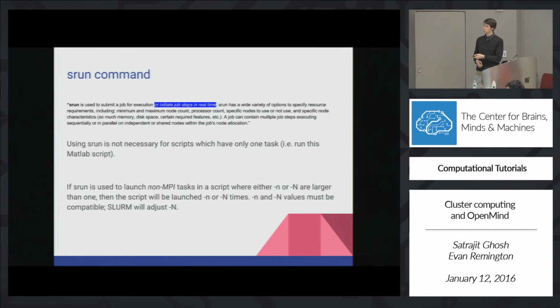And if you use it to run a non-parallel or non-MPI task in a script where either little n or big N are larger than 1, the script will be launched n or N times. But these numbers have to have compatibility. Slurm will adjust the big N to fit what little n is.